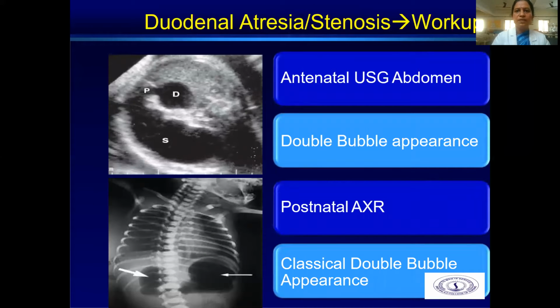Now, in the diagnostic evaluation, how does the workup look like for duodenal atresia or stenosis? First, on antenatal ultrasonography of the abdomen, you will see a double bubble appearance. You can see there are two places where the bubble appearance is there, which is called double bubble appearance, and on postnatal X-ray, the classical double bubble appearance, which is shown by the arrow mark here. So duodenal atresia or stenosis will classically present as a double bubble appearance.